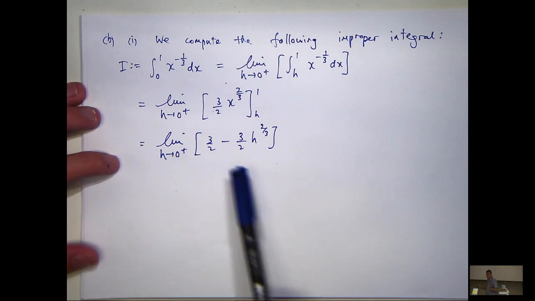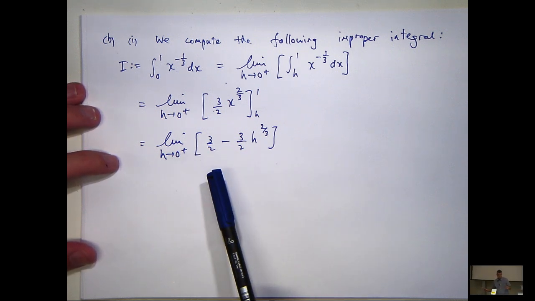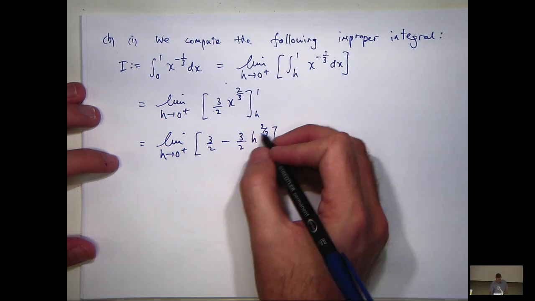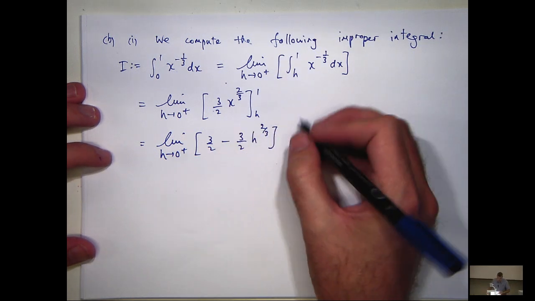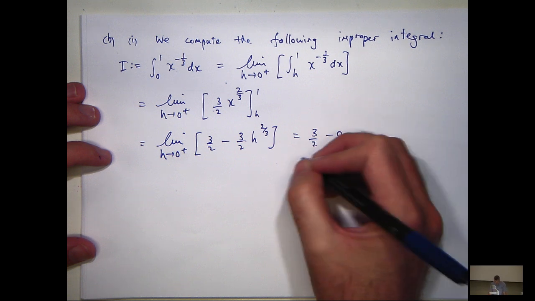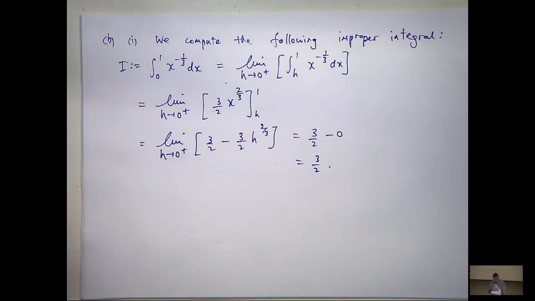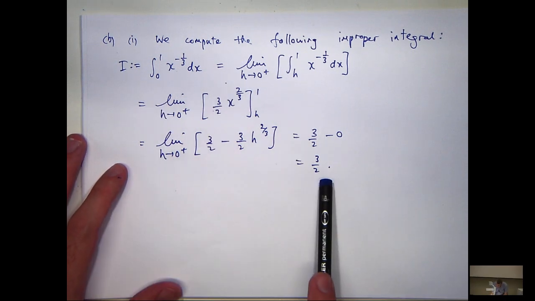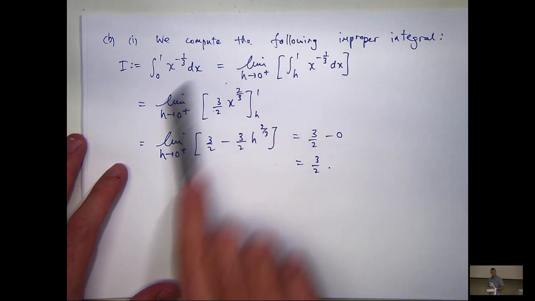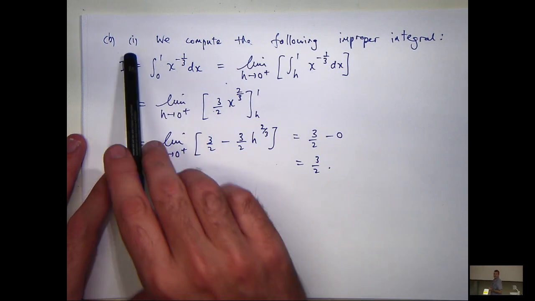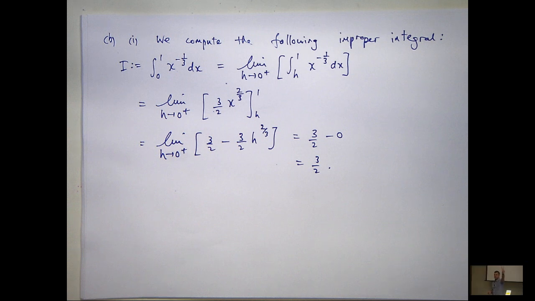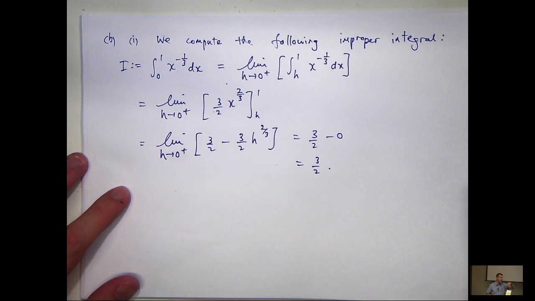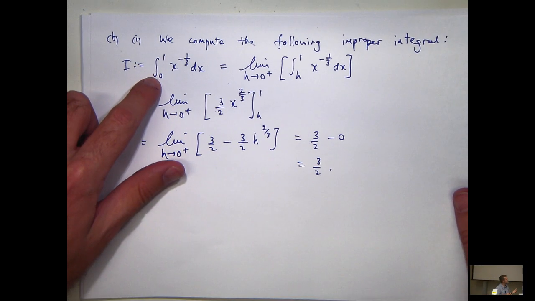Okay, so what's our limit going to be then? 3 on 2, because this goes to 0 as h goes to 0. Now the significance in this result is that we're going to use this in the second part of this question. That's why they get you to do this little check, to see that this improper integral actually exists.